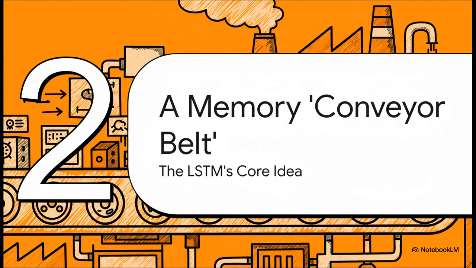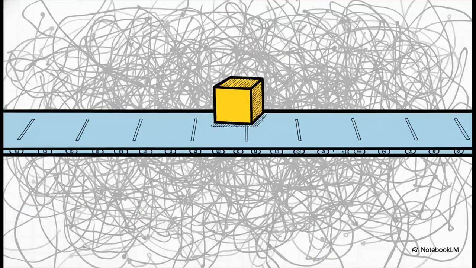Okay, let's get into the big idea that makes these LSTMs work so well. And you don't need to worry about the complex math. Instead, just picture a factory. Because the key to all of this is a simple but powerful analogy, a memory conveyor belt. The LSTM's secret weapon is something called the cell state. You can think of this as a special, separate pathway that runs right through the entire network. It's like an express lane, a conveyor belt that carries important information from the very start of a sequence all the way to the end, without getting messed up along the way.